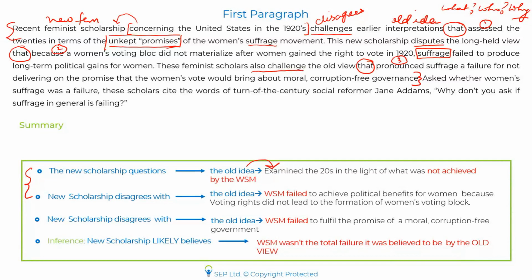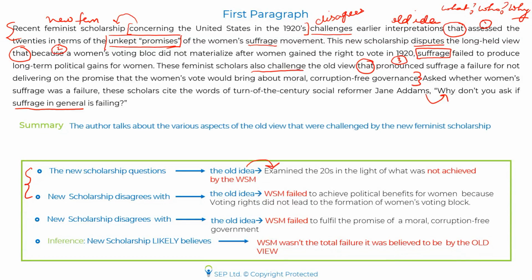Asked whether women's suffrage was a failure, these scholars cite the words of some social reformer. And what did the social reformer say? Why don't you ask if suffrage in general? So not just women's suffrage, that is voting in general is failing. So that means these scholars are of the opinion that it's not so much that women's suffrage was failing, it was that the whole idea of voting was failing, probably including men's voting.